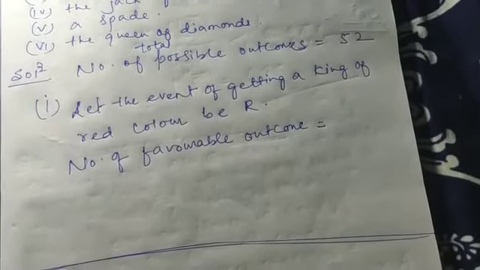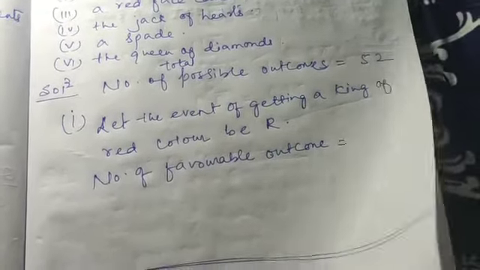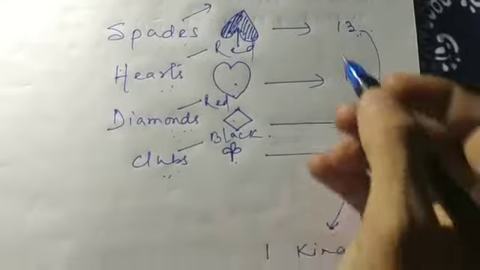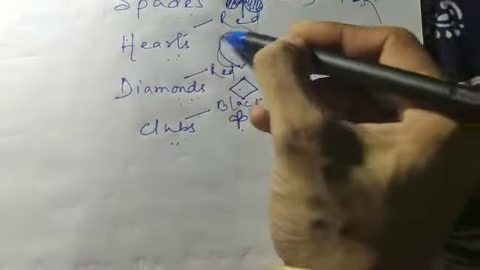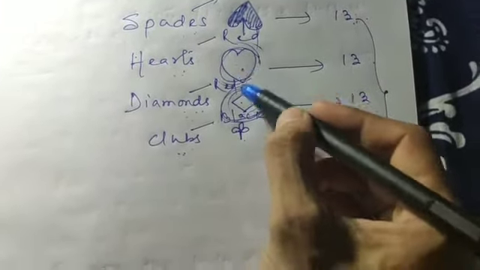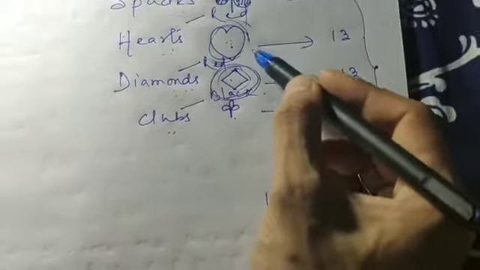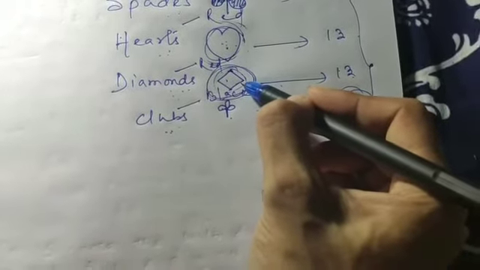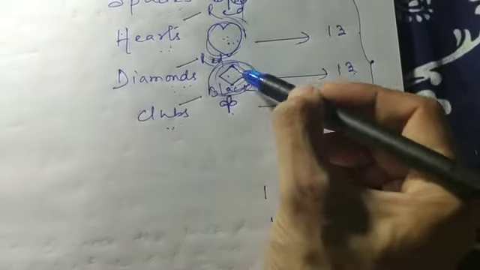How many kings of red color will be there? A king of red color, right? So how many kings of red color are there? Let us go once again here. See, the heart is red in color and the diamond is red in color. Yes or no? So these two are red in color and each has a king. Here one king is there and here one king is there. That means one red king here, one red king here.